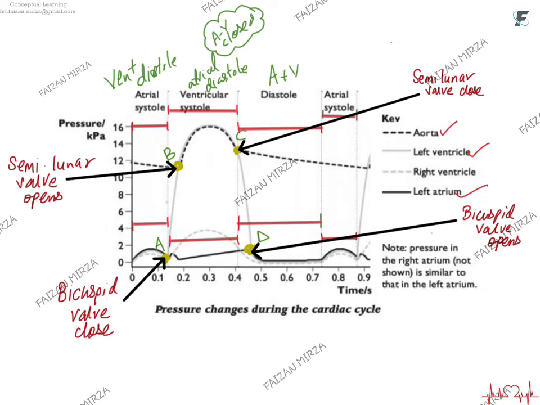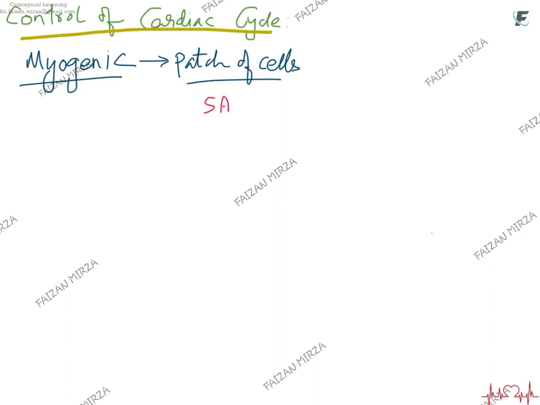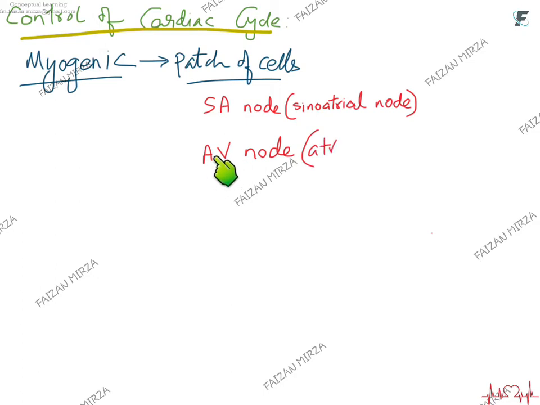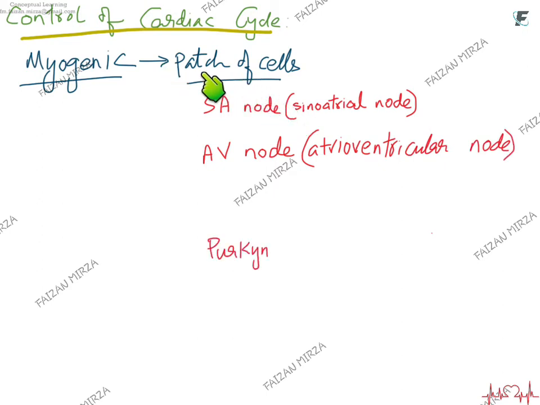Okay, so we move on and we discuss the control of the heartbeat. When we're discussing the control of the cardiac cycle, we know that the cardiac cells are myogenic in nature. Myogenic means that there are patches of cells in the cardiac muscles that can generate their own electrical rhythm. These include the SA node, which is called the sinoatrial node. Then there is the AV node, called the atrioventricular node, and the SA node and AV node are those patches of cells which can generate their own rhythm.